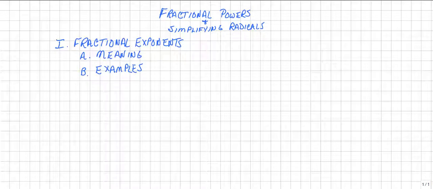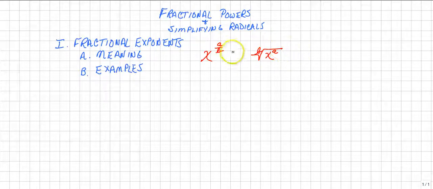Alright, this video is on fractional powers and using those fractional powers in simplifying radicals. Before we start, let's take a good look at what fractional powers actually mean by using the rule, which would work like this. If you have x to the a over b, there's your fraction a over b, which is the exponent. What that means is b becomes the root and a becomes the power on the x. Now that's a little harder to understand than actually seeing an example. Once you see an example, it'll be perfectly clear.